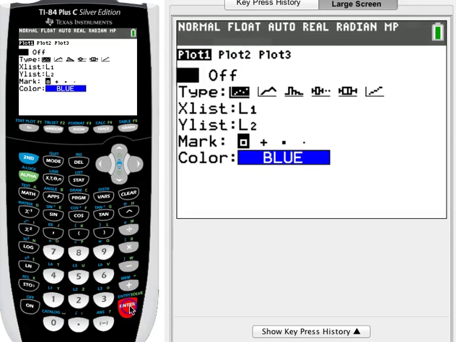So we need to turn it on first. Here, it's already set to a scatter plot for me. Then here it's pulling all my x's from list 1, y's from list 2, which is exactly how we organized it. So I'm almost ready to graph. The only other thing is I need to adjust my window, okay? Now the cool thing is there's a really easy way to do that.